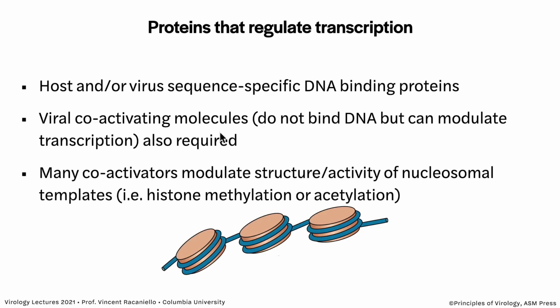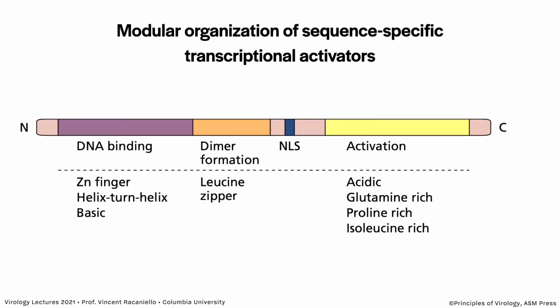So these are co-activating molecules that can either stimulate or inhibit transcription by modulating the activity of nucleosomes. There are others as well, but this is one that we're going to come back to a few more times in this course. Now, these DNA binding proteins that are involved have a modular organization that is shown here.